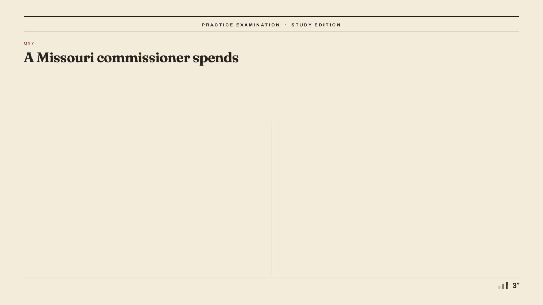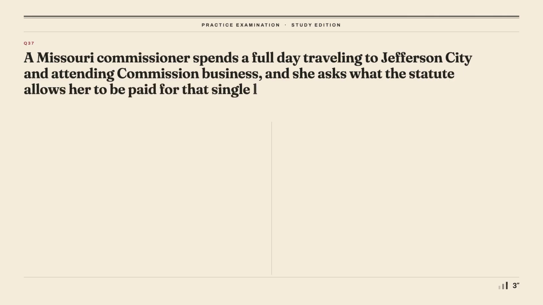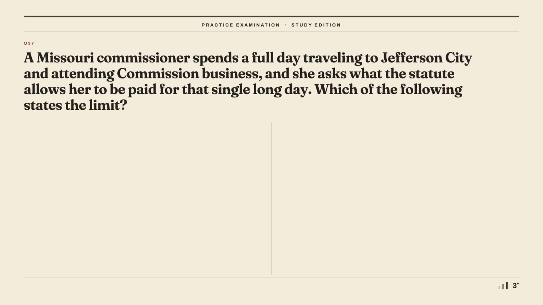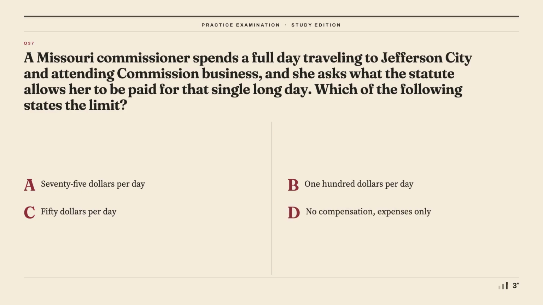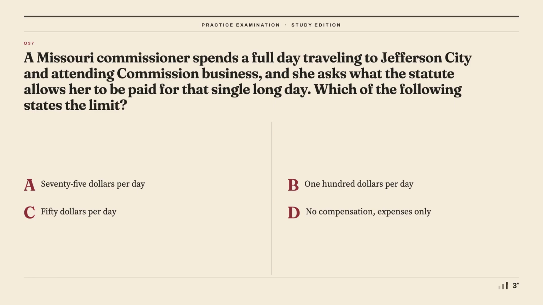Question 37. A Missouri commissioner spends a full day traveling to Jefferson City and attending commission business, and she asks what the statute allows her to be paid for that single long day. Which of the following states the limit? Your options are A. $75 per day, B. $100 per day, C. $50 per day, D. No compensation, expenses only. Pick one. Trust your gut. Here's your chance to test yourself.